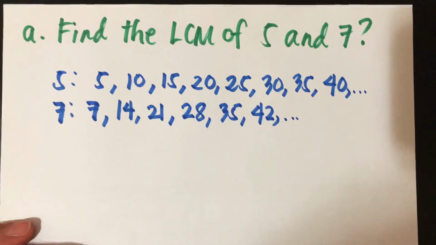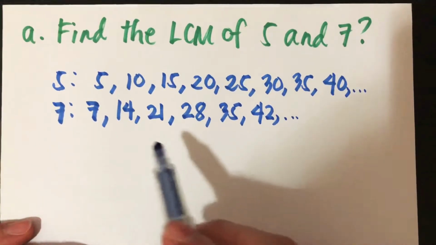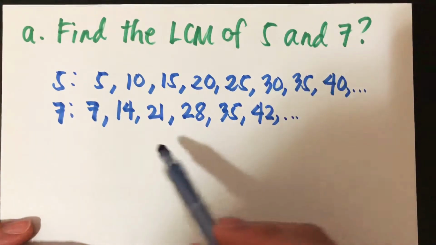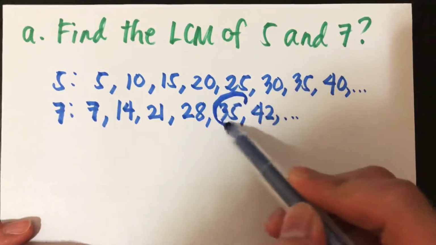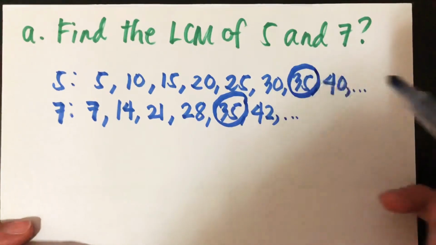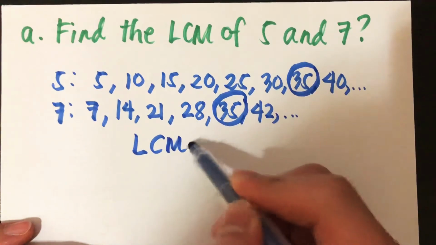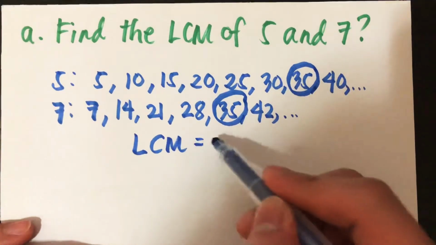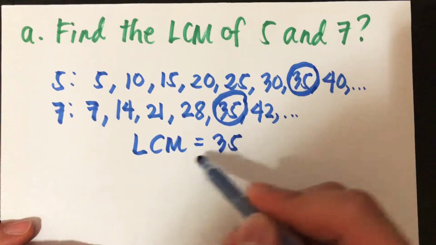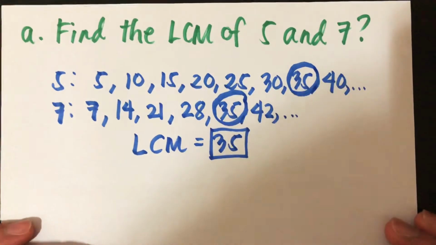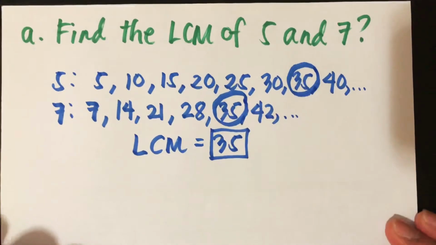Now, when are you going to stop skip counting? Okay, you're going to stop skip counting when there is a common multiple between the numbers. So in this case, we have this and this. So the LCM now, or the least common multiple, is equal to 35. So 35 is the answer, okay? Now that is our first method.